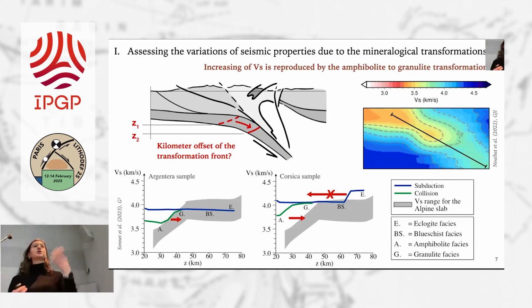And in fact, we tested whether a 10-kilometer offset was possible, and what conditions in terms of convergence rate, kinetics, and temperature would be required to generate this 10-kilometer offset. And in fact, it's really easy to do.